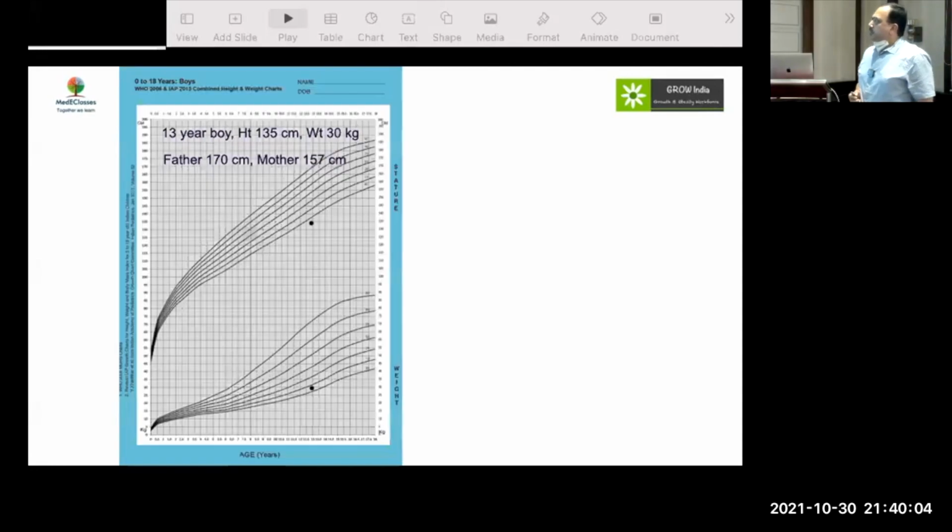13-year-old boy. This is the height and this is the weight. So what do you think is happening, Manoj, here? This child is short or not?